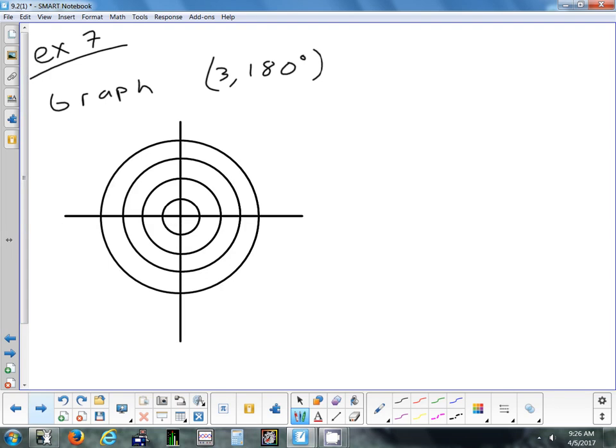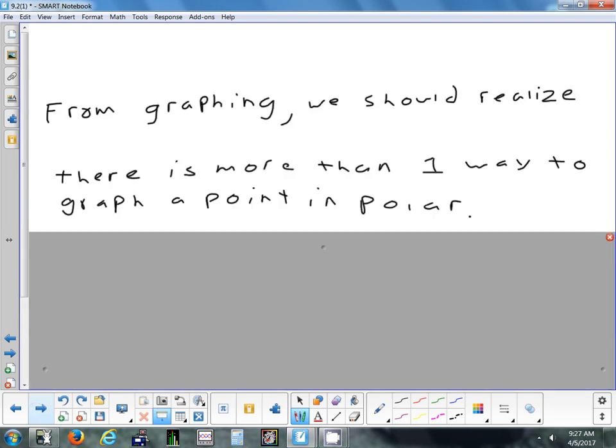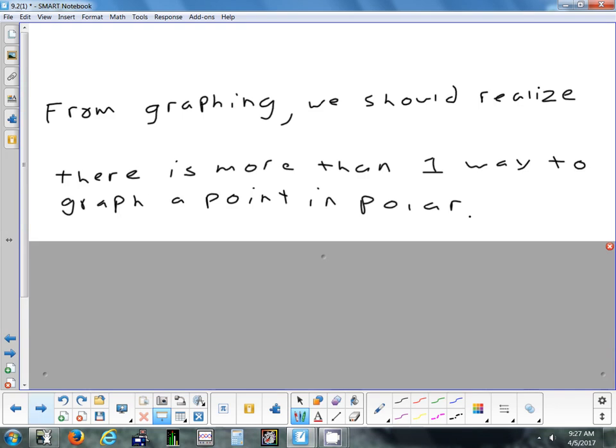We already graphed one that was a positive, positive, but any questions on how you would graph this one? No? Okay. So from the graphs we did, I'm just pointing out, make sure you realize there's more than one way to graph a point in polar. There's four ways.